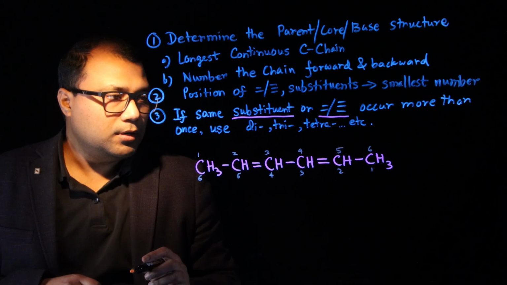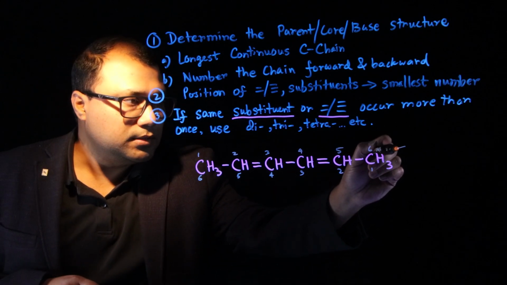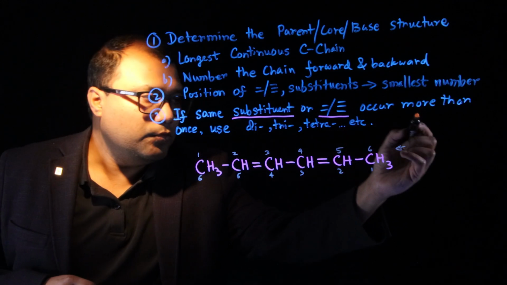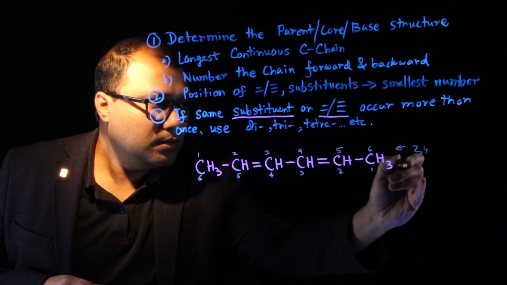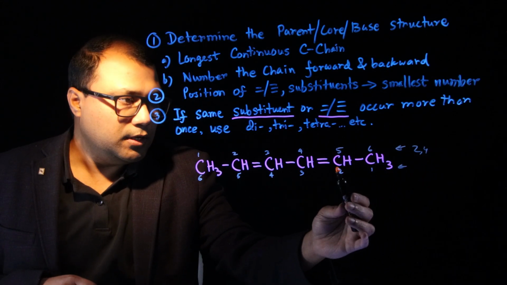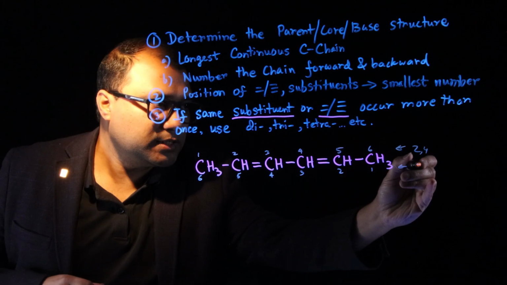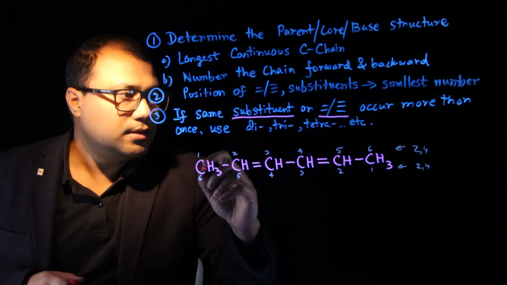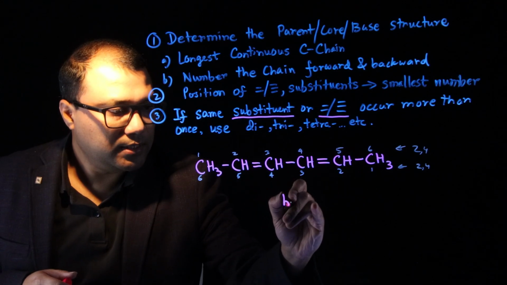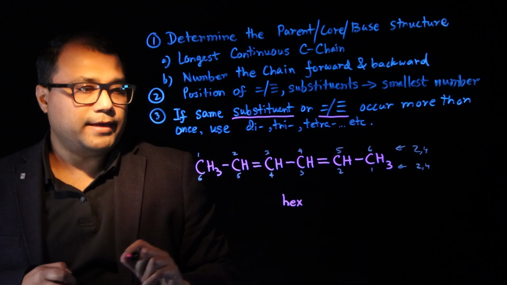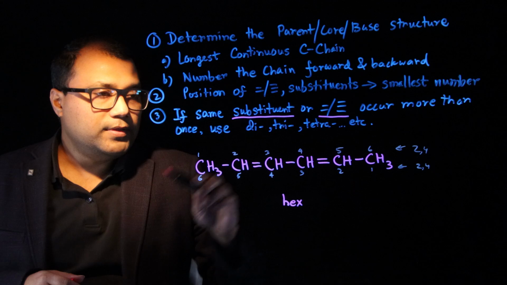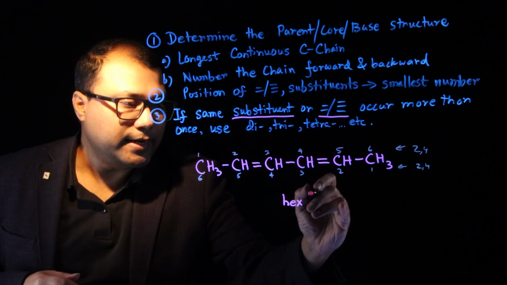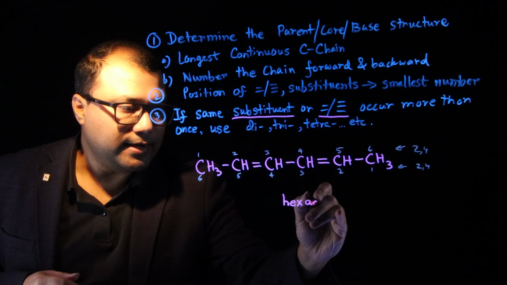Now, where does the double bond occur? In this case, it occurs at 2 and 4. And in this numbering scheme, it occurs at 2 and 4. So it's actually symmetric, so it doesn't matter. Okay. So since there are 6 carbon atoms in the main chain, it will be starting with a hex. Now, if there are 2 double bonds, then instead of just doing diene, we write it as adiene.